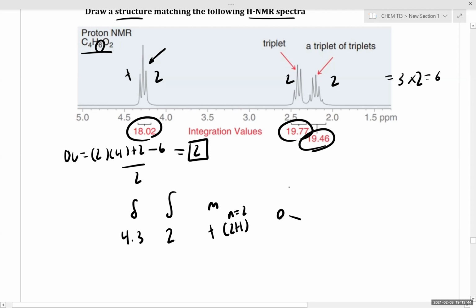Would it be the ether or ester? Ether or ester, yep, we're not sure. But since it's farther downfield than usual, this ester assignment seems reasonable. So this is a methylene group, a 2 hydrogen group attached to the oxygen attached to an ester. Okay.